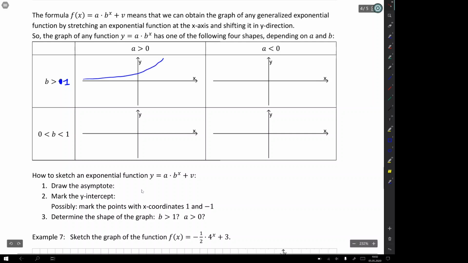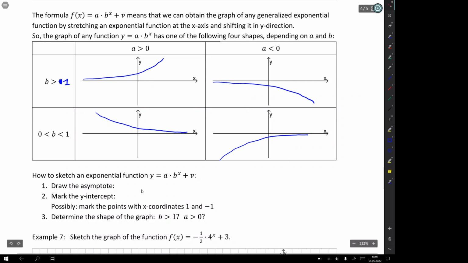This is the shape if b is larger than 1 and a is larger than 0. Maybe you want to retry now for the other 3. Here are the solutions. These are the 3 other shapes.